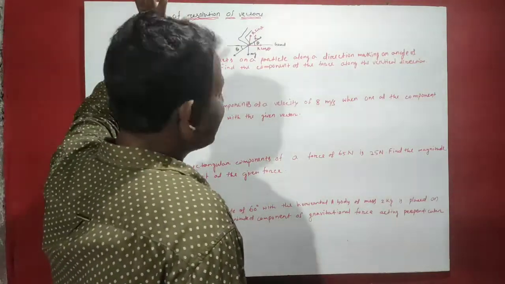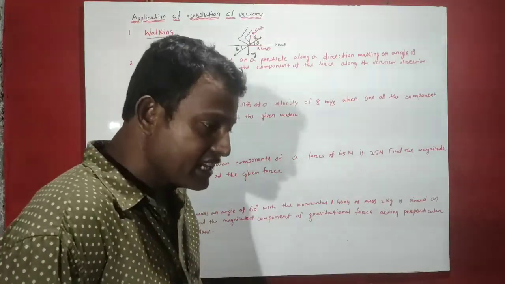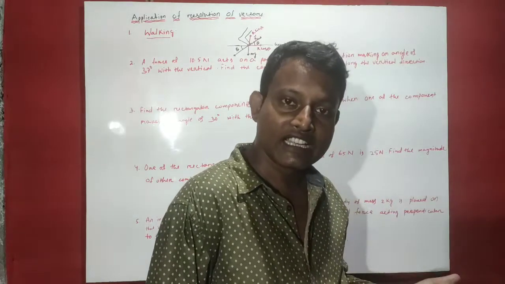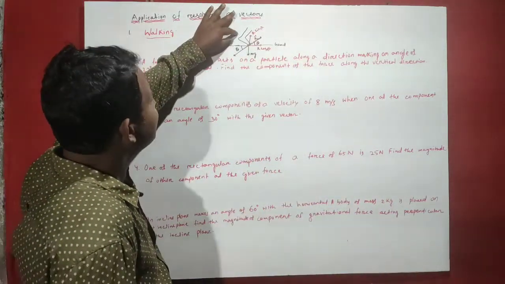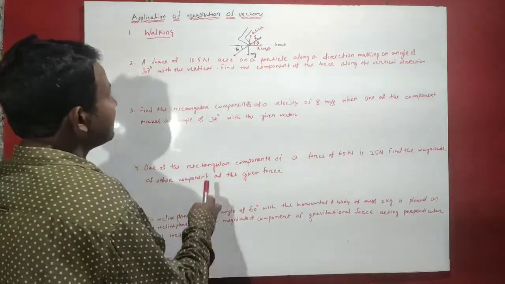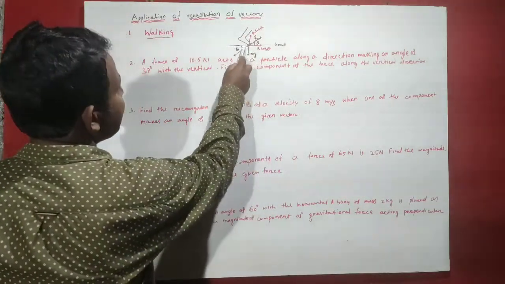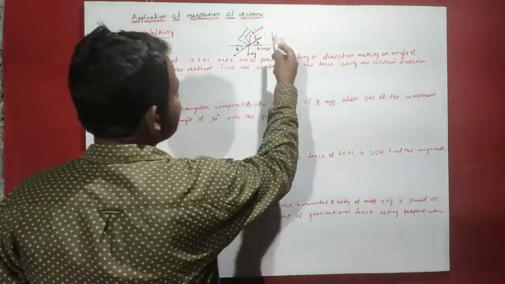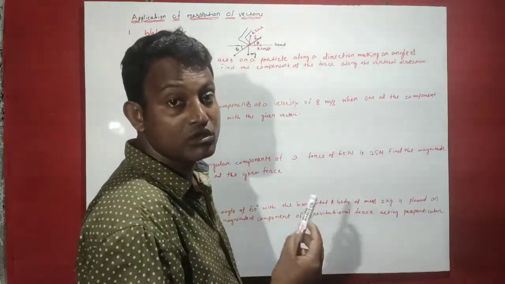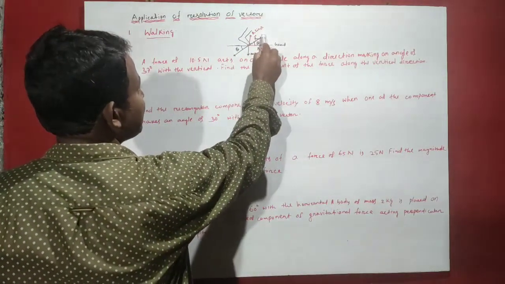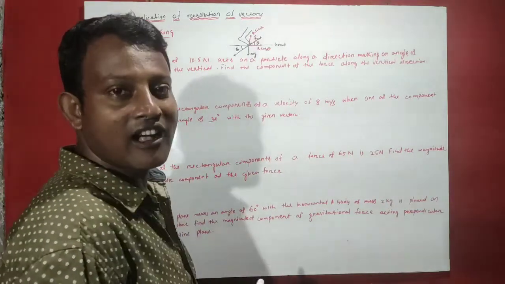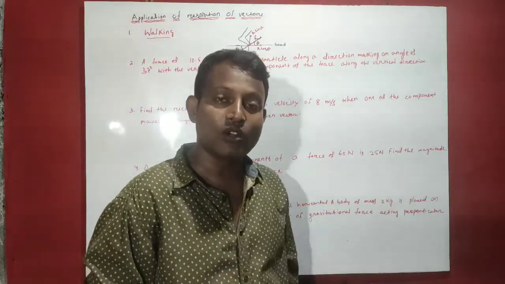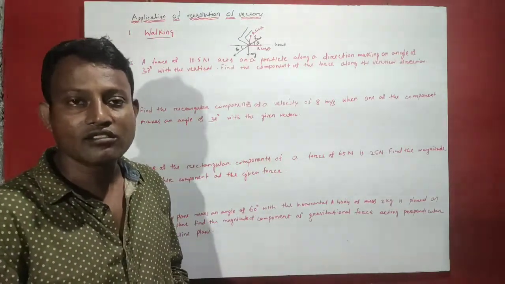When we walk, we give a backward force to the ground, and the ground also gives a reaction force. Let's say Sally is walking. Sally gives a backward force to the ground, making an angle of theta. The ground also gives a reaction force opposite to Sally's force. This R is the reaction force. According to Newton's third law, every action has an equal and opposite reaction.